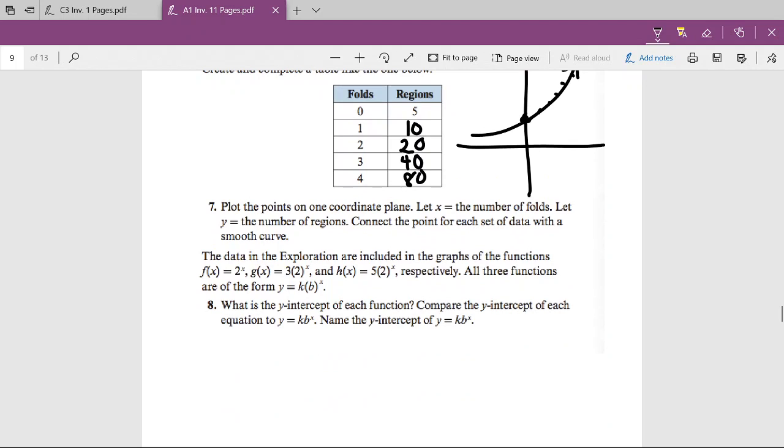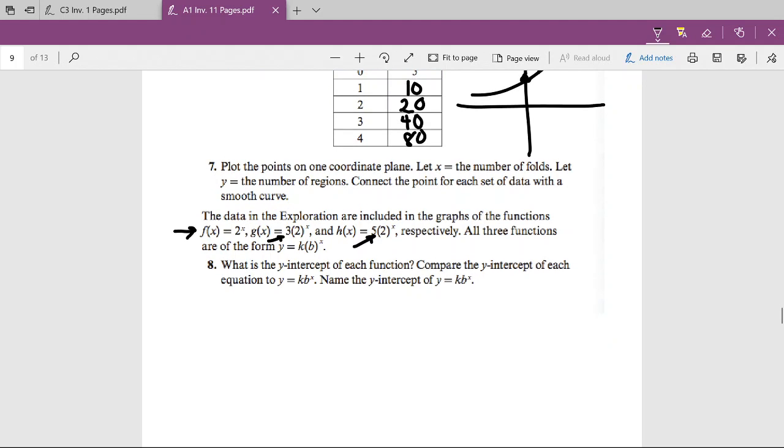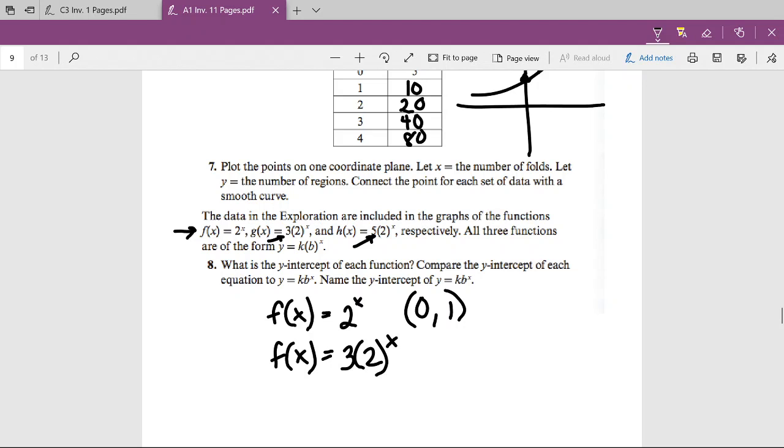The data and the exploration are included in the graphs of the functions. For the first one, with just 1 sheet of paper, I had 2 to the x, then 3 sheets of paper, and 5 sheets of paper. All 3 functions are in this form that we talked about, y equals k times b to the x. What is the y-intercept of each function? So let's try that. If I had f of x equals 2 to the x, I actually had a y-intercept at (0, 1). For f of x equals 3 times 2 to the x, I had a y-intercept of (0, 3). And the last one, 5 times 2 to the x, I had a y-intercept of (0, 5).